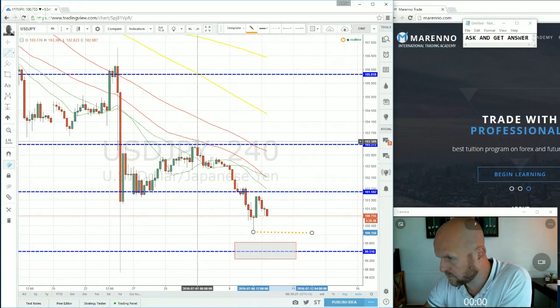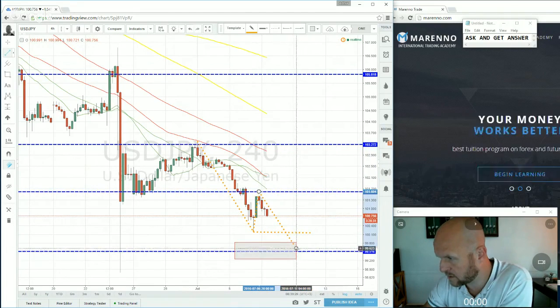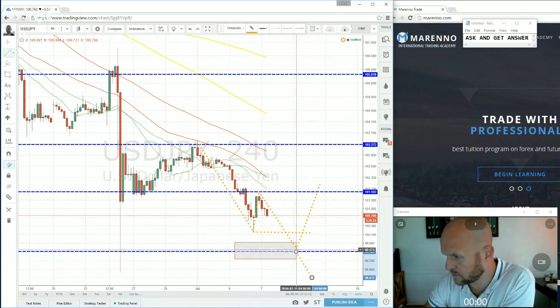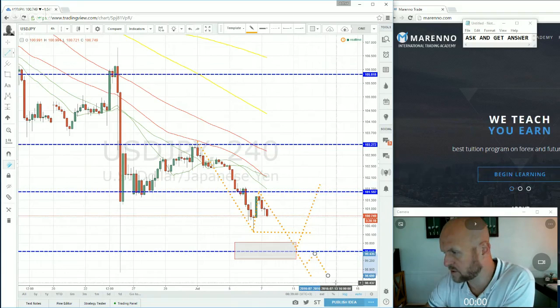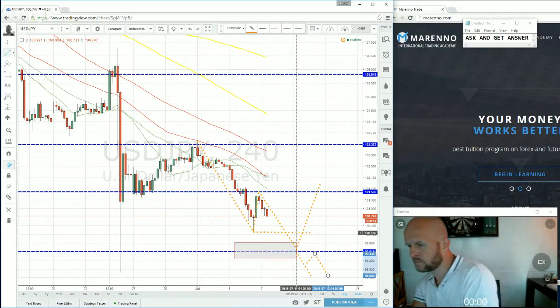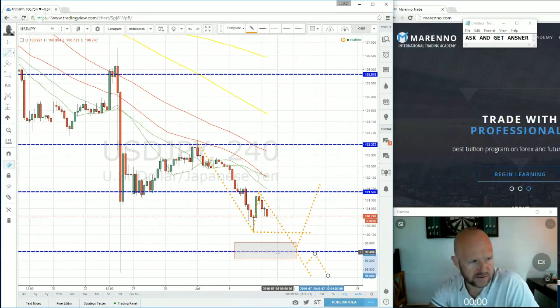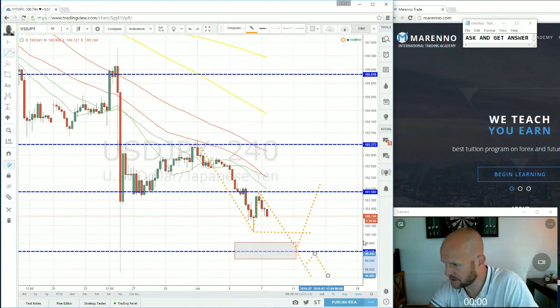What is possible to happen is something like this. We go down here before it goes up, and we are not sure if it will or not. If it does go down, then we are waiting for a correction here to enter. It looks very classic here, and even though the market is noisy, these kinds of patterns are still happening. That's something we can always use.